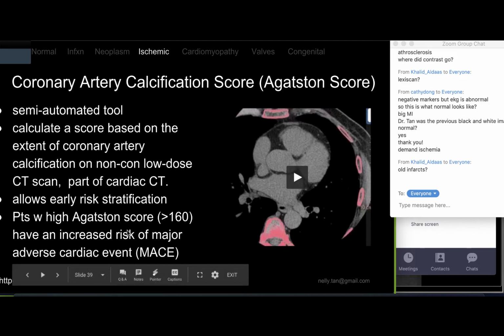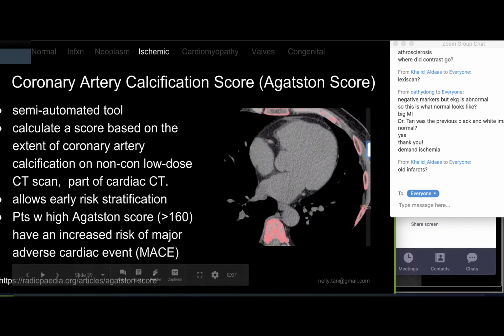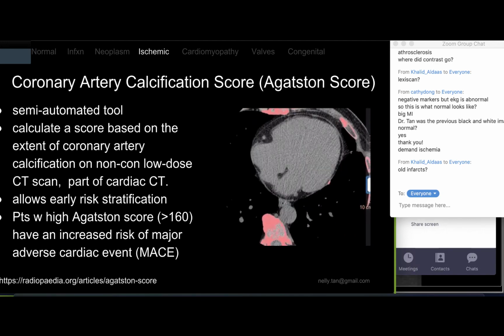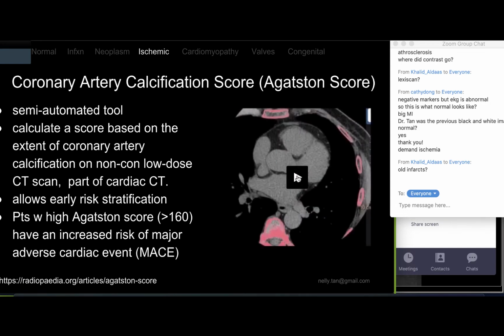We usually use the Framingham risk stratification score, which evaluates their diabetes, hypertension, age, gender, things like that, to assess their cardiac risk of a major cardiac event.